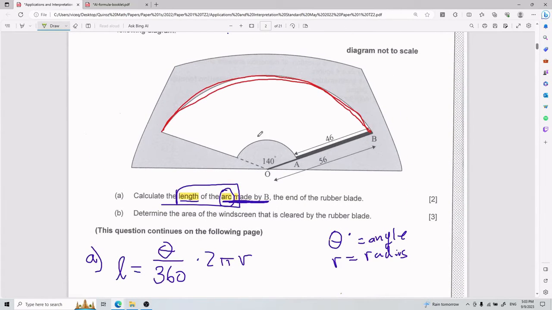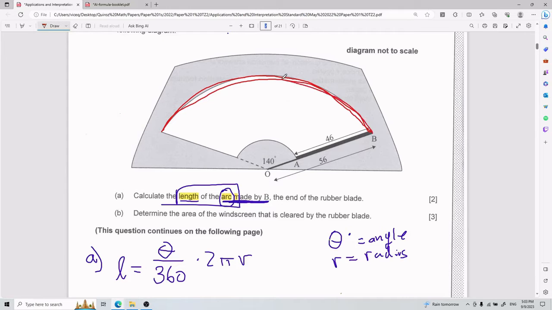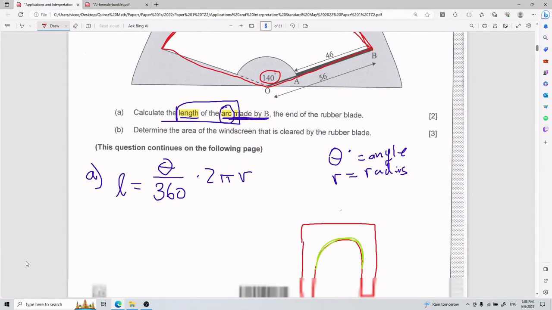So what are the characteristics of the arc made by B that I'm putting in red? Well, this is the length, and its origin is here at the bottom. So that means the angle I'm dealing with is 140. Okay, so L equals 140, I'm putting in for the angle, right? Divided by 360 times 2 pi r. Now, I need to find r, right?